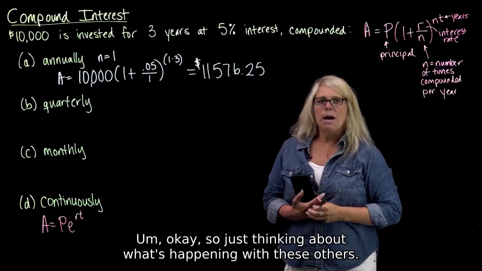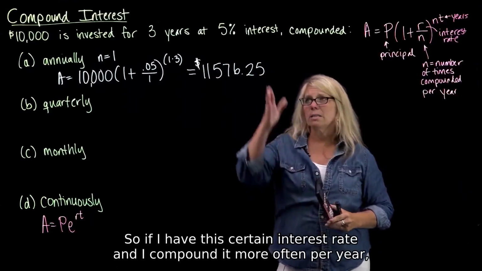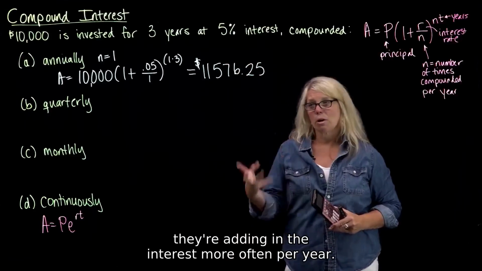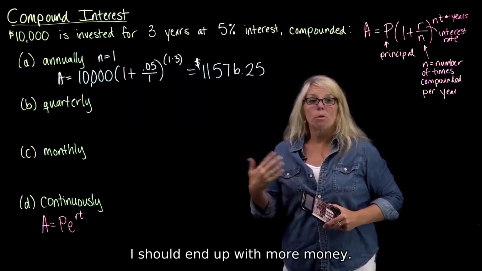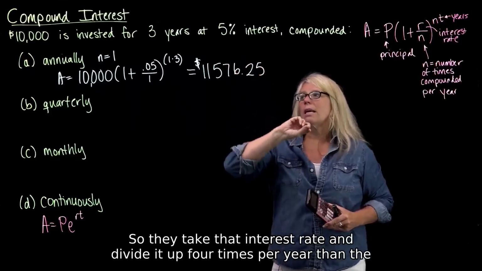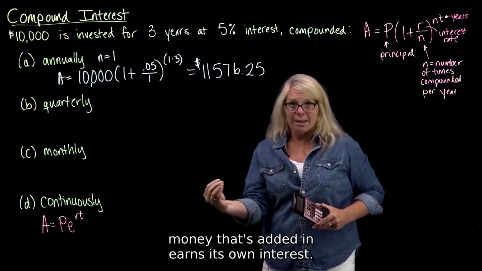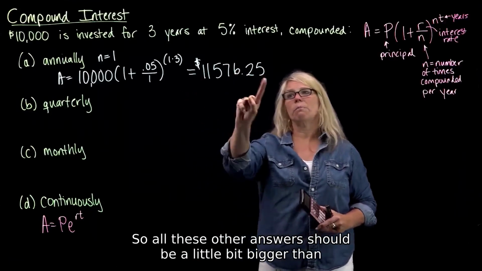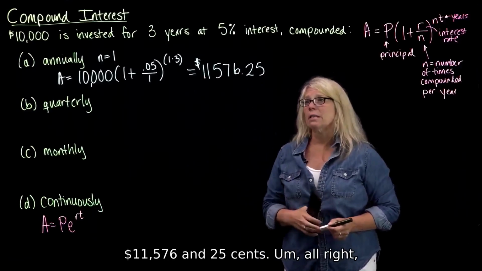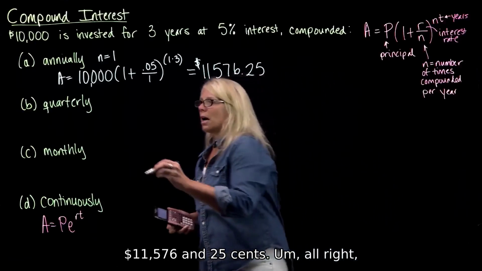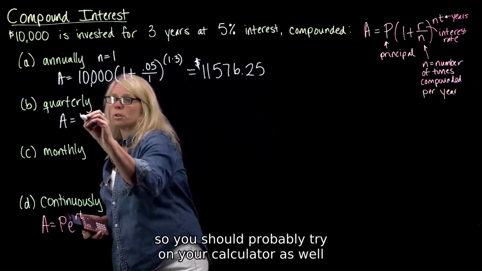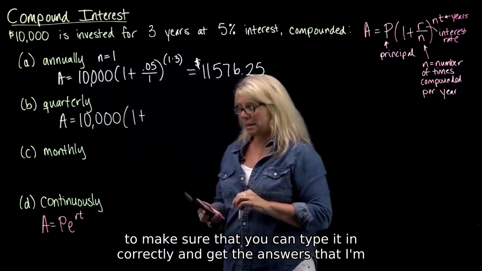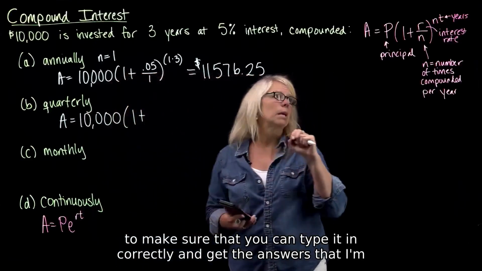Okay, so just thinking about what's happening with these others. If I have this certain interest rate and I compound it more often per year, they're adding in the interest more often per year, I should end up with more money. So they take that interest rate and divide it up 4 times per year, then the money that's added in earns its own interest. So all these other answers should be a little bit bigger than $11,576.25. All right, so you should probably try on your calculator as well to make sure that you can type it in correctly and get the answers that I'm getting here.